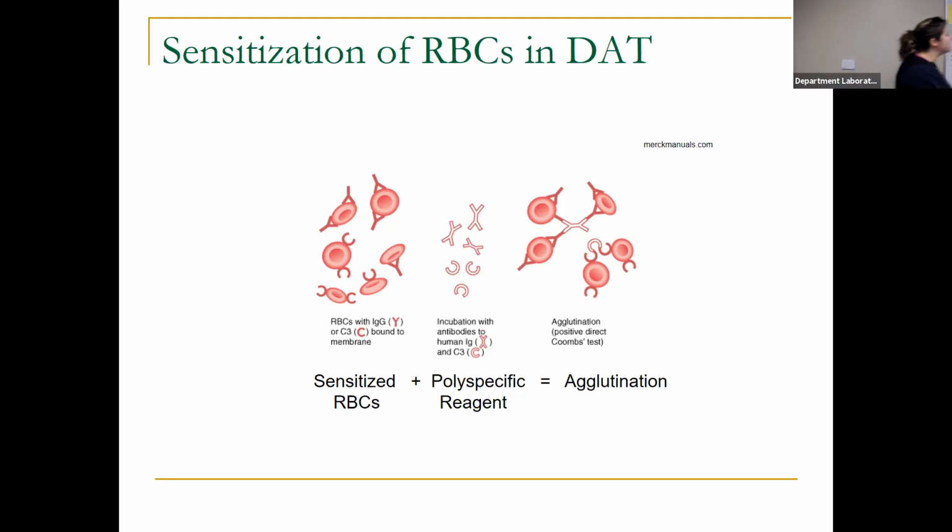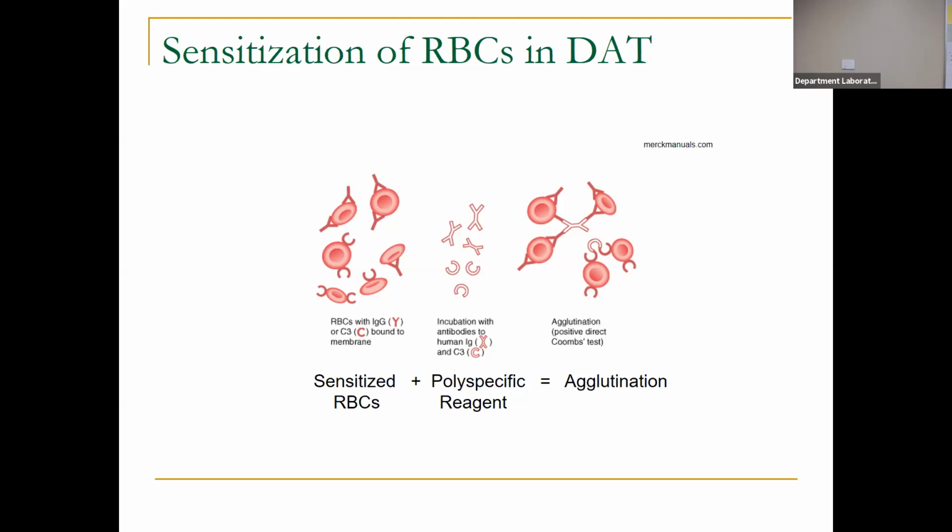Okay. The thing you need to know also is there's different types of reagents, and we're going to talk about this. This is a polyspecific reagent, meaning that polyspecific AHG contains both IgG and complement. Right? That's why it's called polyspecific. So if the patient cells are coated with an IgG antibody or complement, polyspecific reagent will give you a positive reaction.